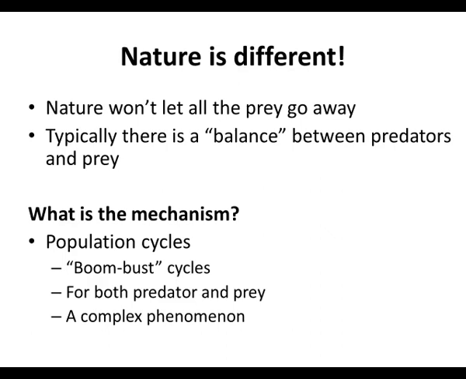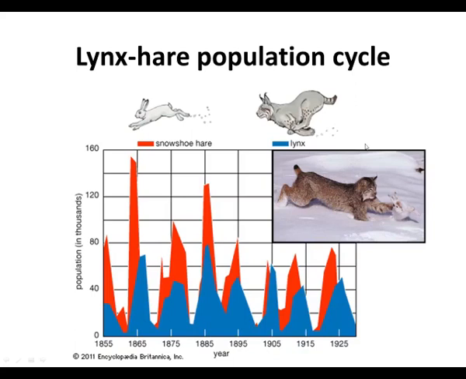If it were the case, we shouldn't see this many species. So there's some sort of balance between predators and prey, and we call them population cycles. Ecologists describe them as boom-bust cycles. It's a complex phenomenon, and let's try to understand it by looking at this example. They've been studying the predator-prey interactions between Canada lynx and snowshoe hare since the mid-1800s, so we have a really good data set.